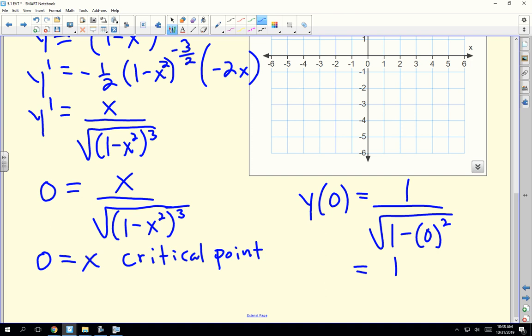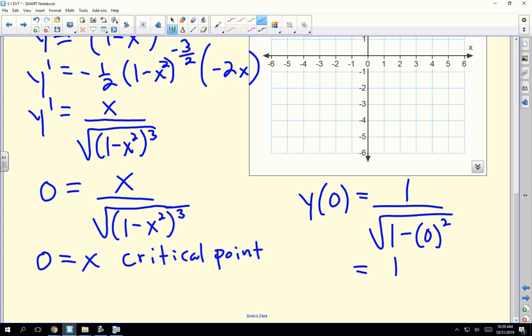So here's the deal, guys. You're right. What we need to know is that we have this point 0, 1, and we need to know what's happening to the left and to the right of it. Like if you try some values to the left and it's lower than that, try some values to the right and it's lower than that, then it's an absolute max, and vice versa. But you can actually test it with the derivative.